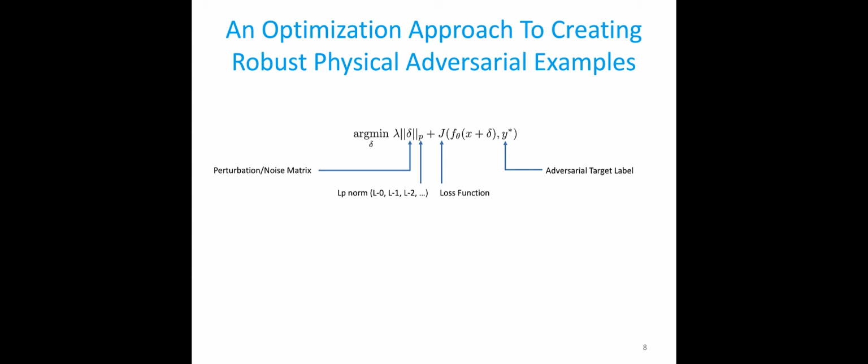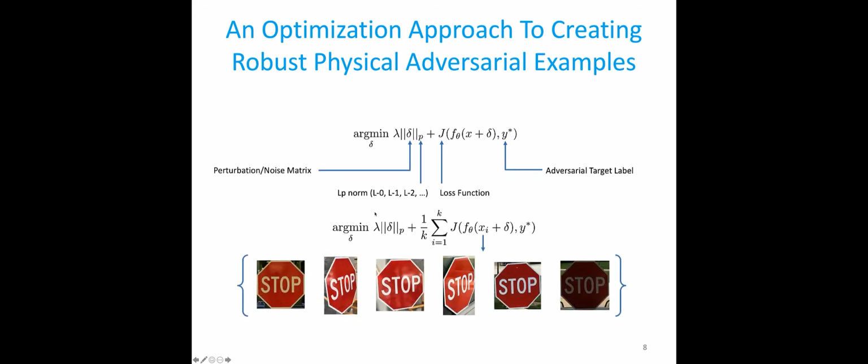So based on this goal, we'll discuss this improved loss function. Basically, it uses the expectation over transformation, meaning that instead of this single loss function, we will draw several instances x_i instead of the original x from a distribution that includes the physical conditions such as angles, distances, and lightings.